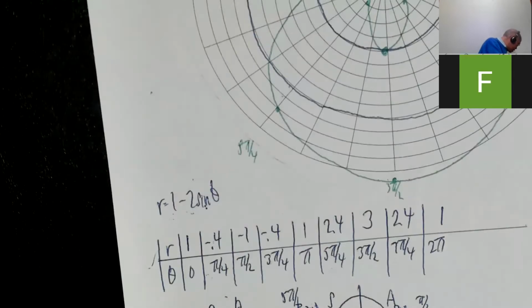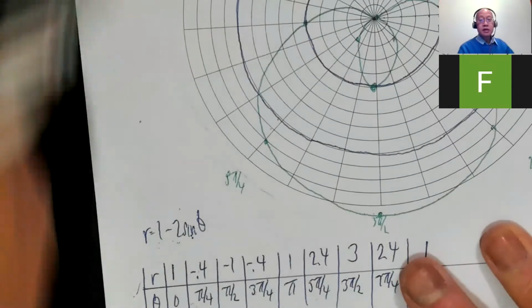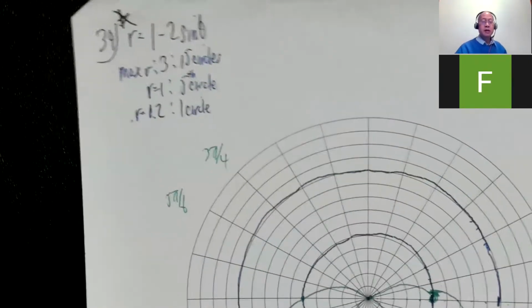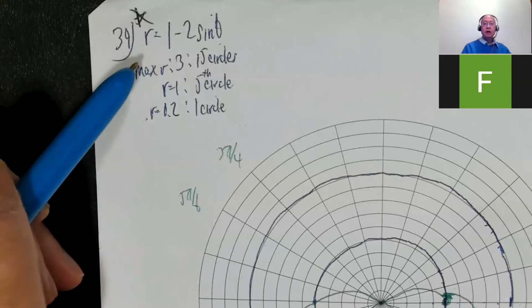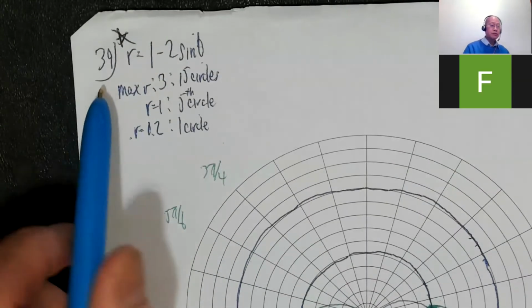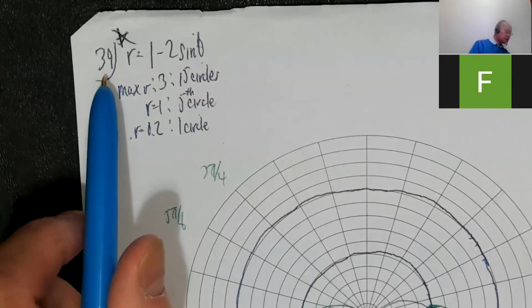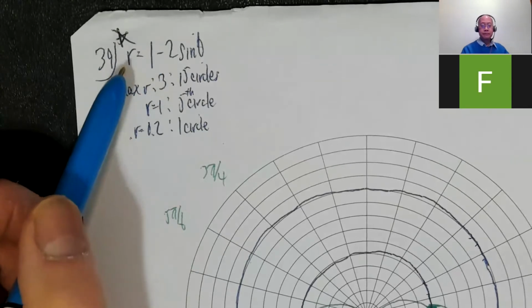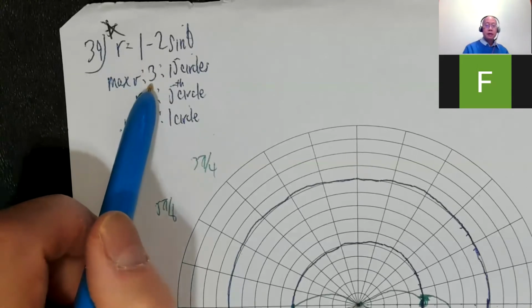Okay, so that's 41. Next one I'm doing is 39 star. It was in the previous edition. So we have R equals 1 plus 3 cosine theta for problem 39. This was the previous edition, but I want to show it to you because it shows you something important here, and we'll need that later. R equals 1 minus 2 sine theta. So this is 39 star. This is not our actual 39, but your actual 39 is 1 plus 3 cosine theta. It's pretty close. Okay, once again, the maximum R is 3.